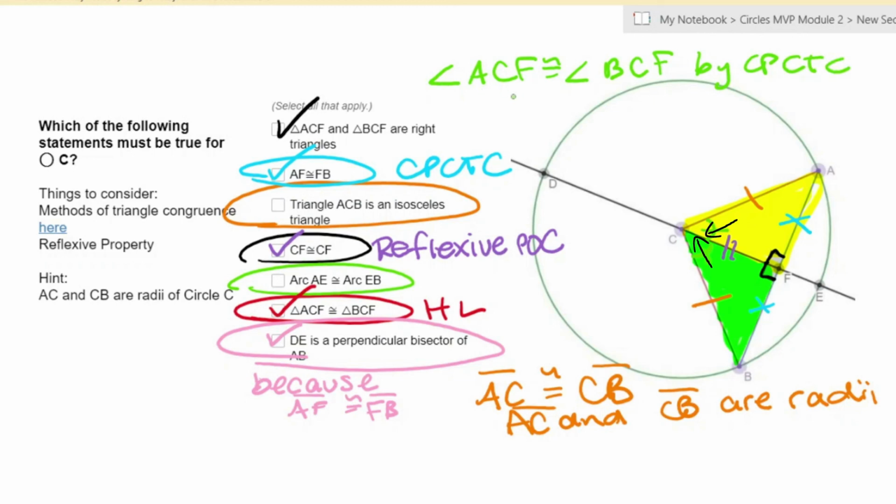Those angles are actually central angles. And whatever the measure of a central angle is also going to be the measure of its intercepted arc. Therefore, because those two angles are congruent, the arcs are also congruent to each other. They're the same measure, so their arcs are the same measure.